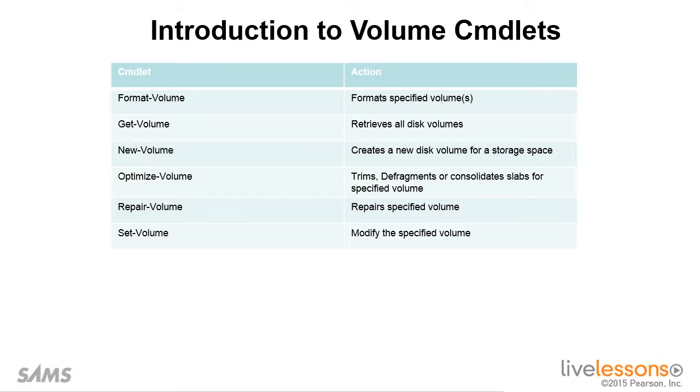New-volume will create a new disk volume for a storage space. You have to have a storage space set up to use new-volume. Keep that in mind. Optimize volume will trim, defrag, or consolidate slabs for the specified volume. So that way you can do some disk maintenance without having to open up GUI utilities. Repair-volume is going to try to run a disk check to repair a volume. And then set-volume will modify the specified volume.